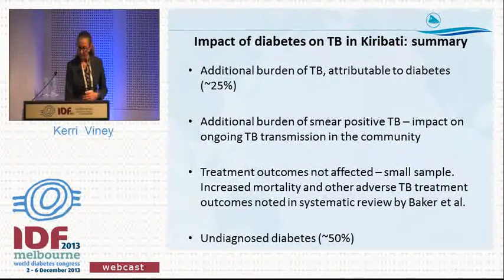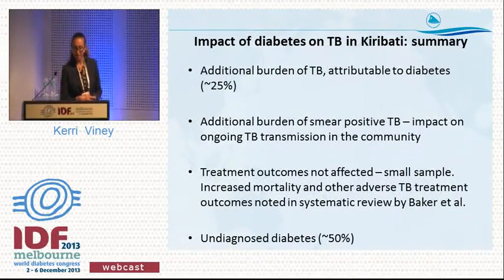So just to summarise the Kiribati study and what's the impact of diabetes on TB in Kiribati, well, certainly there's an additional burden of TB, and about a quarter of the cases in Kiribati we think are attributable to diabetes. There's an additional burden of smear-positive TB, and that will likely have an impact on ongoing TB transmission in the community. Treatment outcomes were not affected, however we did have a small sample, and we know from the systematic review that TB treatment outcomes are affected by diabetes. And I think importantly there was a lot of undiagnosed diabetes in the community and in TB patients.